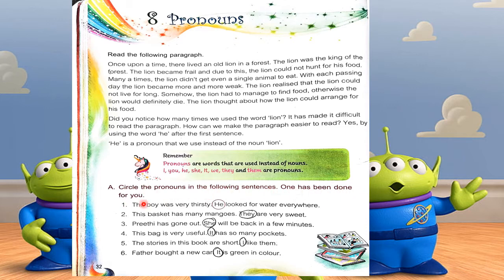So, in the previous video, we discussed about the pronouns. What are the different types of pronouns? What are the pronouns that we use for subject and object? So, here we will underline all the pronouns. So, the boy was very thirsty. He looked for water everywhere. So, the boy and he. So, this is a subject pronoun. So, he is a pronoun here.